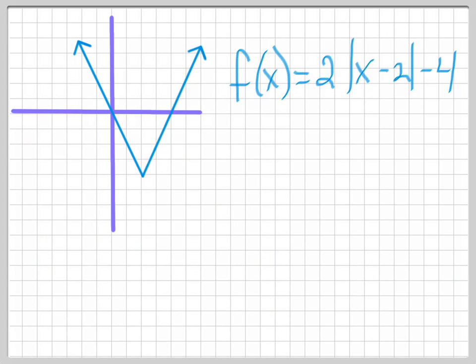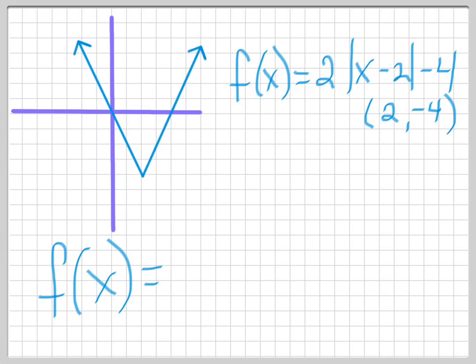Okay, here's one more example, the last one. We have f of x is equal to 2 times the absolute value of x minus 2, minus 4. We'll note that our vertex is at 2, negative 4. Again, we set up our piecewise function using two pieces, and our dividing point once again is the x value, which is 2.